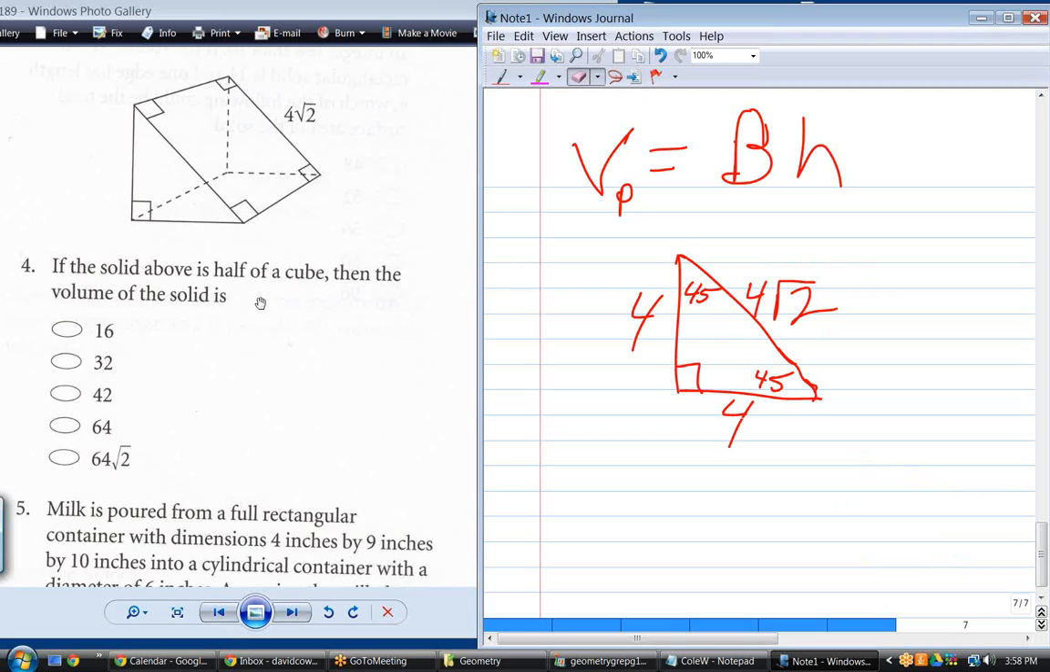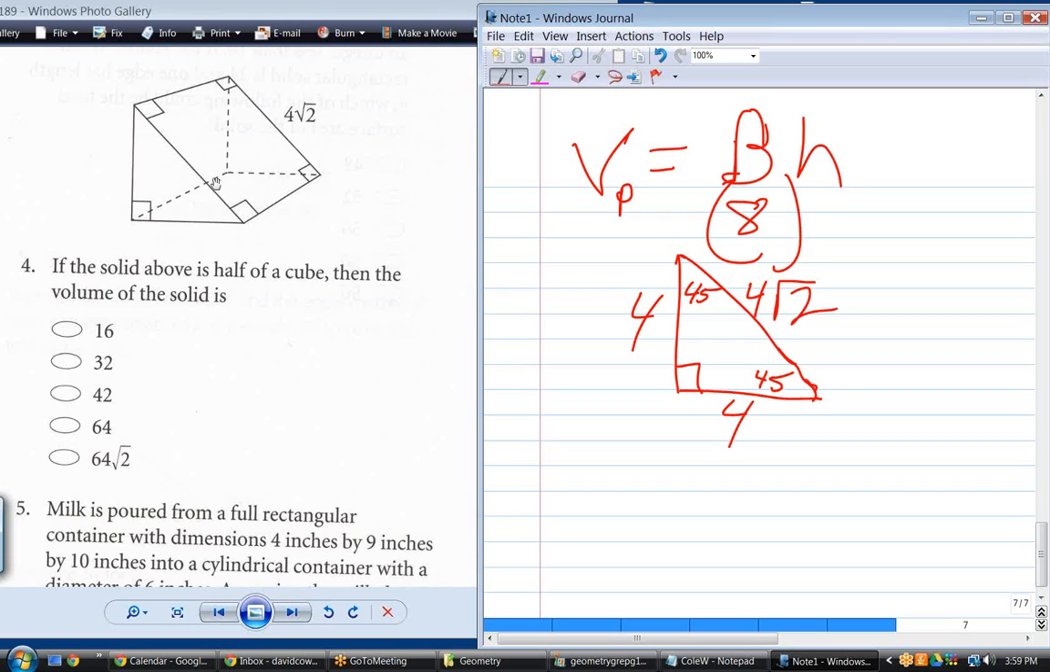Now, what's the volume of this solid? In other words, first of all, figure out the base of the triangle. What's that? 4. What's the area? I'm sorry. So 8. Okay. So the area of the base is 8, and that's in square whatever. They don't have units, but it's either square inches or square meters.